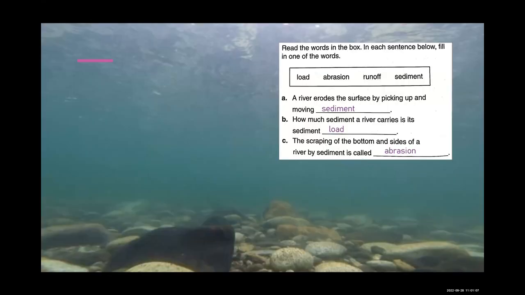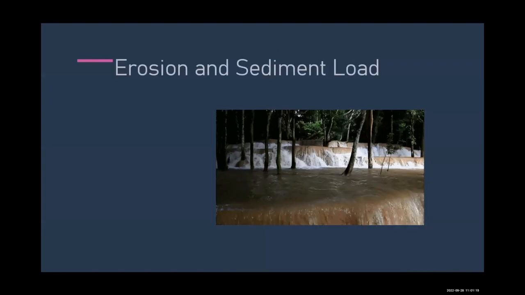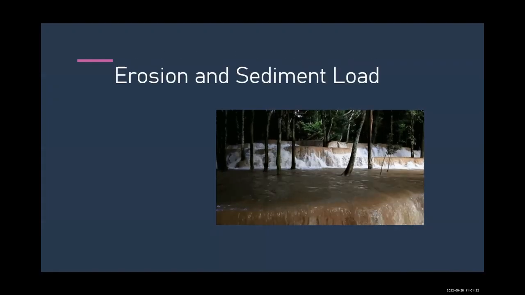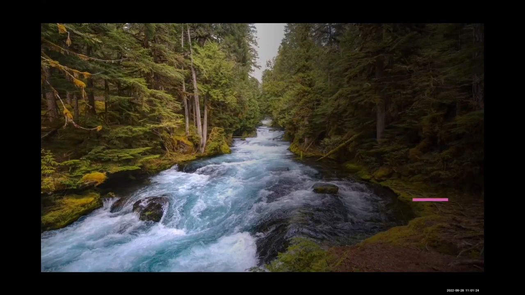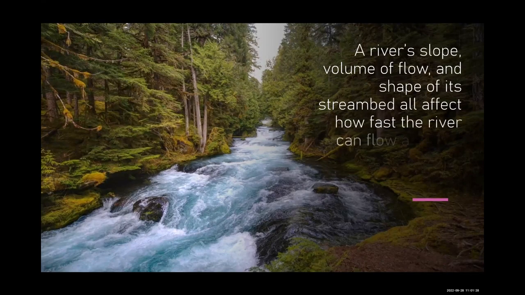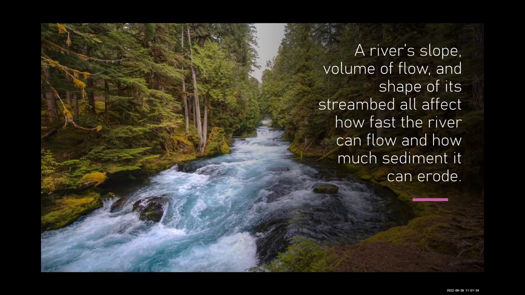So a river erodes the surface by picking up and moving sediment. How much sediment a river carries is its sediment load. The scraping of the bottom and sides of a riverbed by sediment is called abrasion. So erosion and sediment load, we'll talk a little bit more about sediment load and how it affects erosion. So a river's slope, volume of flow, and its shape affect its stream bed, affect how fast the river can flow and how much sediment it can erode.